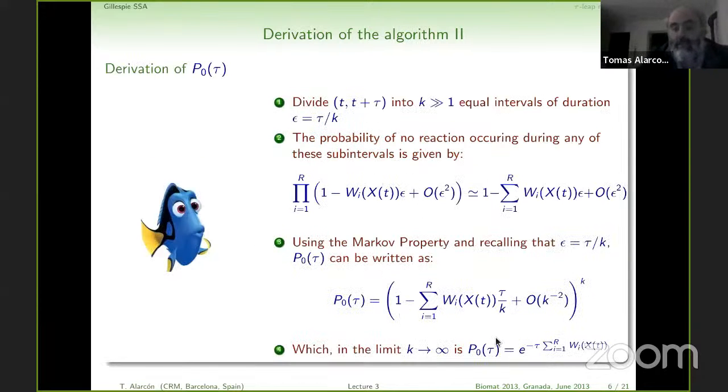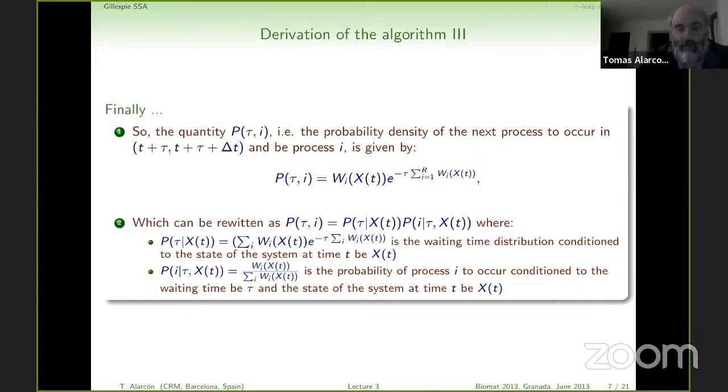The problem with this thing is that it is not normalized to 1. So we are calling this a probability, but we shouldn't, because it's not normalized. But by writing it in this way, this is a proper probability now, because if you integrate tau from 0 to plus infinity, this is giving you 1. So this is why we do this, just to write this as the product of two things that are probabilities.